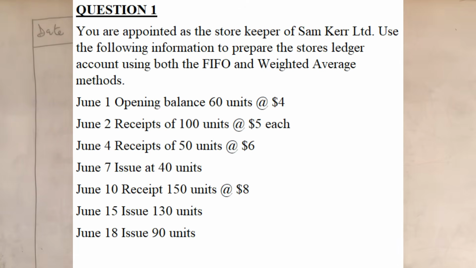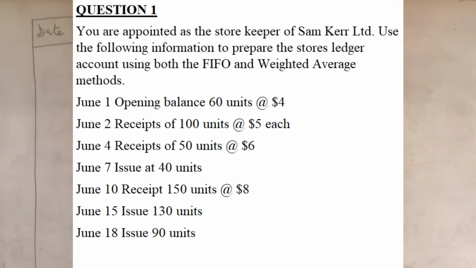Alright, so these are the transactions. June 1st, opening balance. We have 60 units at $4. And then June 2nd, receipts of 100 units at $5 each.